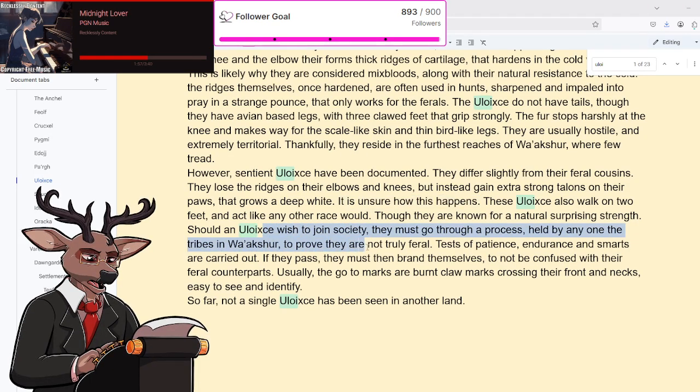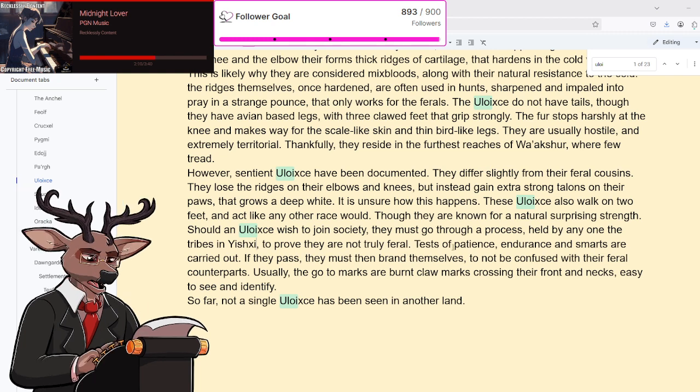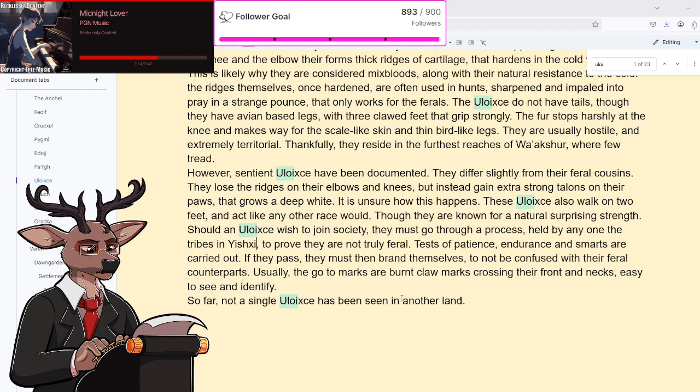Should they wish to join society, they go through a process, helped by one of the tribes, to prove they're not truly feral. Patience, endurance, and smarts are tested. If they pass, they must then brand themselves.